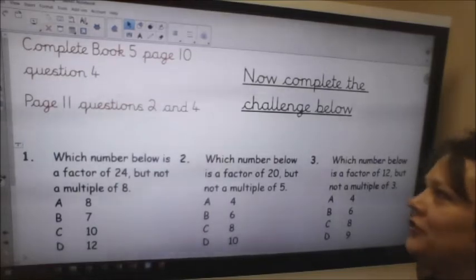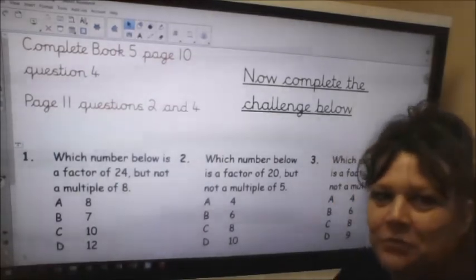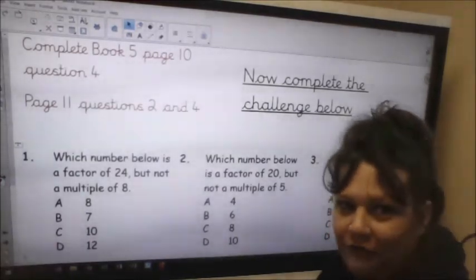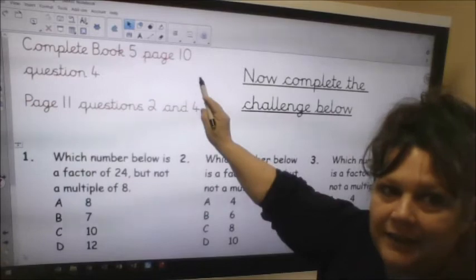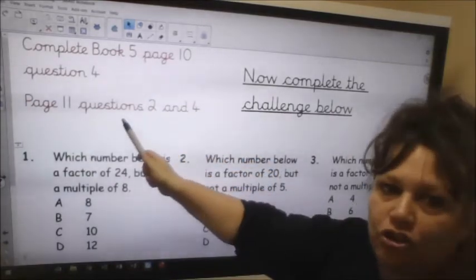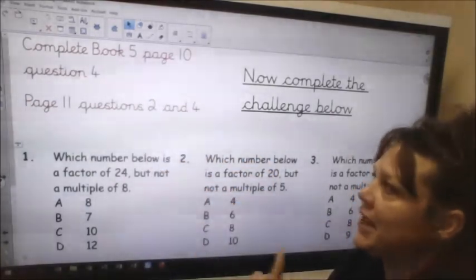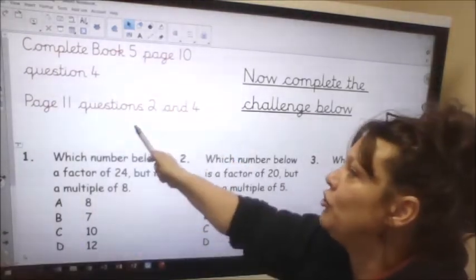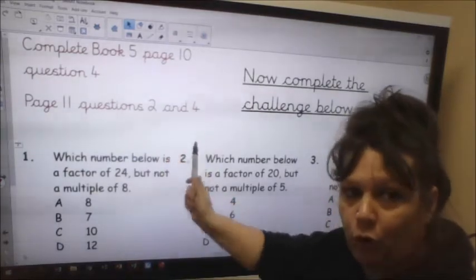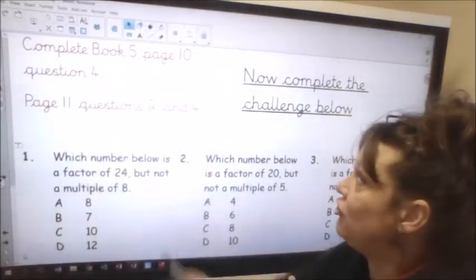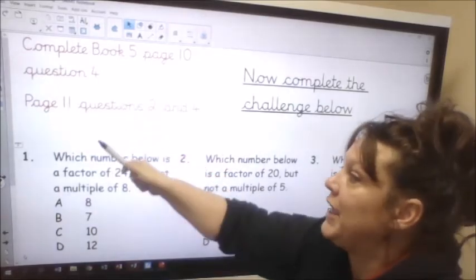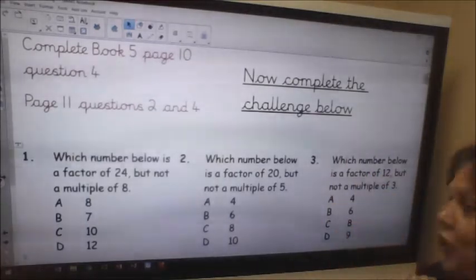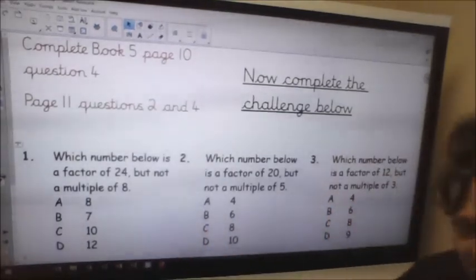So what you are going to do today in your book is you're going to complete your maths book 5. You're looking at page 10 and you're going to have a look at question 4. Then you're going to move to page 11 in that same book and you're going to do questions 2 and 4. So you're looking at book 5, page 10, question 4, and page 11, questions 2 and 4. And when you've done that, you're going to have a little go at the challenges at the bottom.